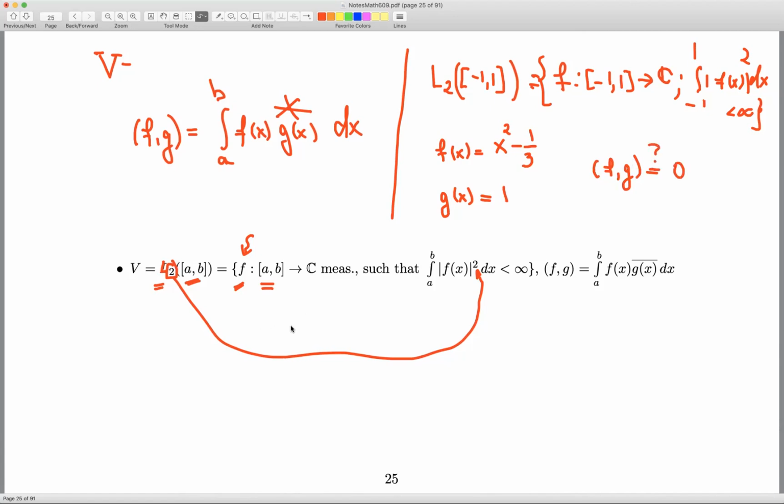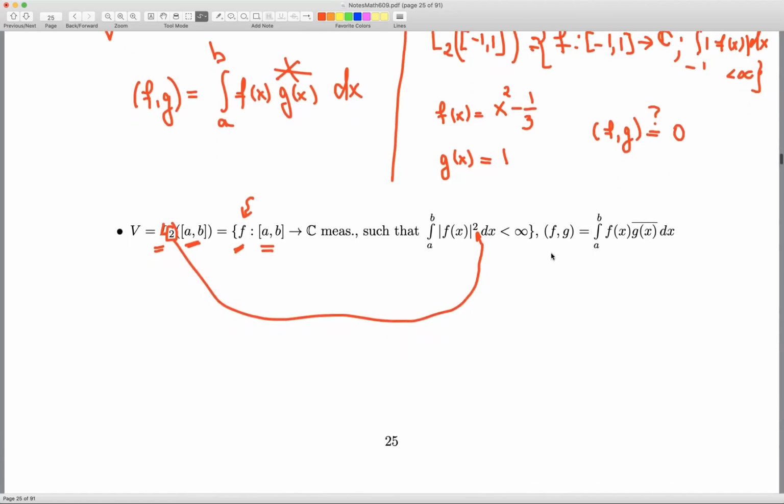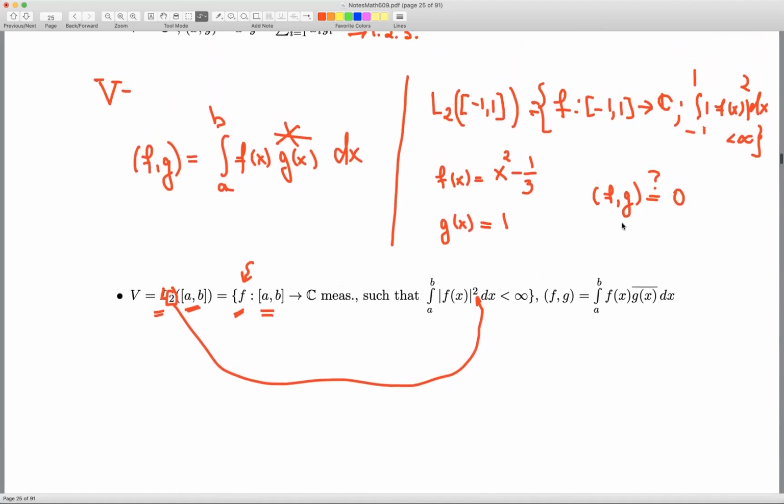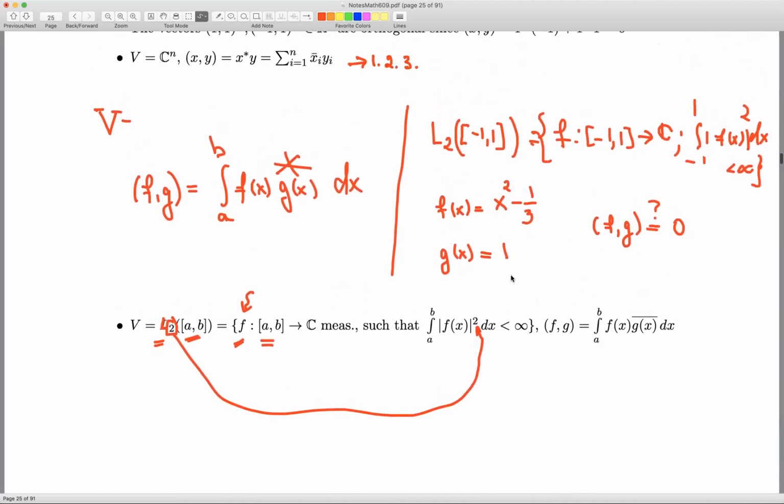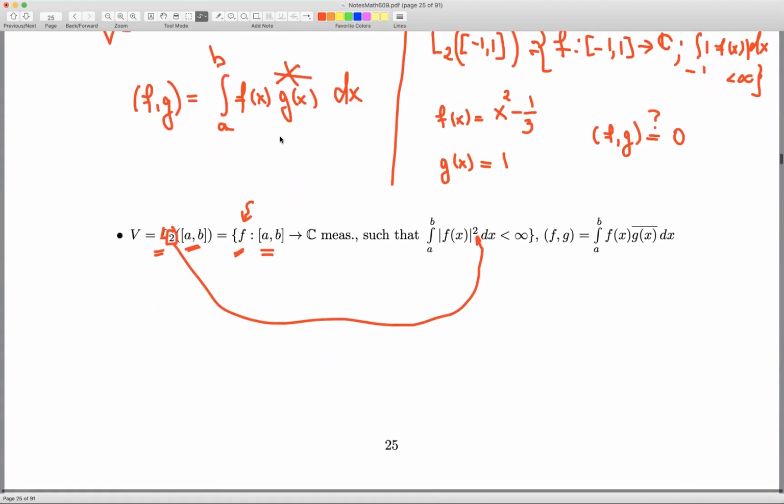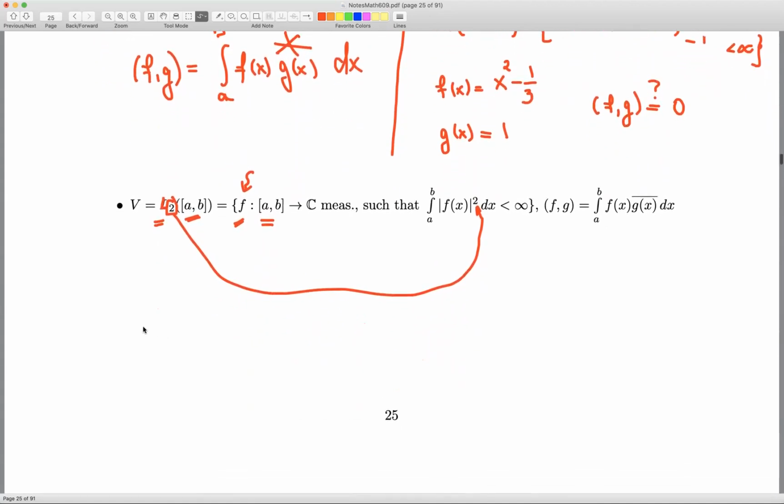In order to do that, we have to show that the inner product of f and g is equal to 0. And we will have to look at the definition of what inner product is in this particular case. So in this particular case, this is what inner product is. So we have to show that the integral from -1 to 1 of the first function, which is x squared minus 1/3, times the second function complex conjugate, but my function is real valued, so I do not need the complex conjugation, dx, is equal to 0.